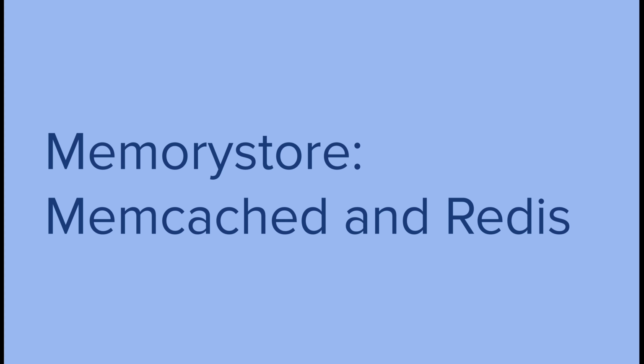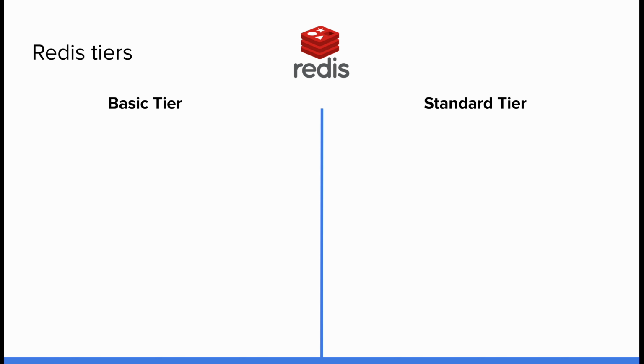Let's look in a little bit more detail at the two caching technologies used by Memorystore, Memcached and Redis. First, let's look at Redis and the Redis tiers, basic tier and standard tier.